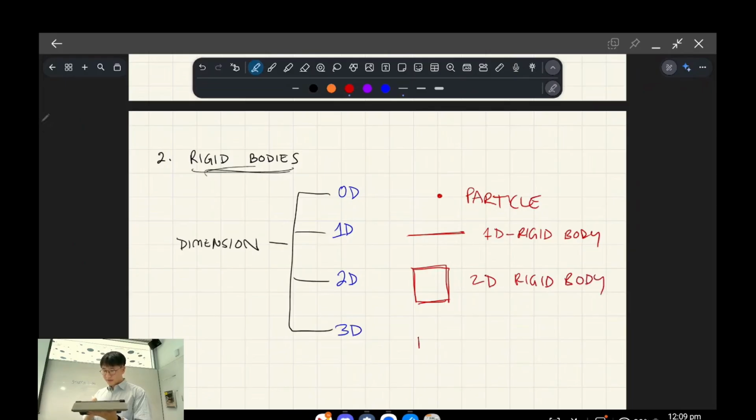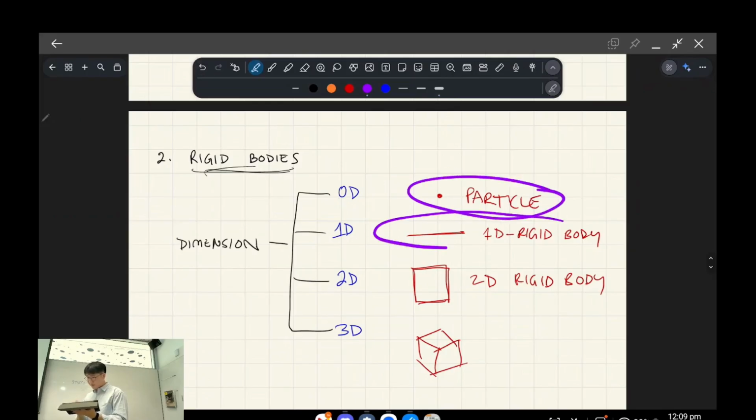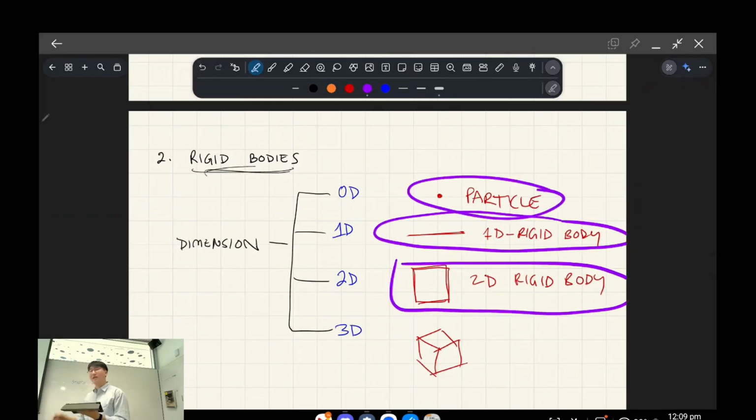And of course, you've got a 3D rigid body, which, as you imagine, could be any shape in 3 dimensions essentially, right? So that's the most complicated one. And I believe in this course, you'll definitely encounter particles. You'll definitely encounter 1D rigid bodies, and maybe in the dynamics portion, you might run into 2D rigid bodies as well. Okay, so does that make sense?